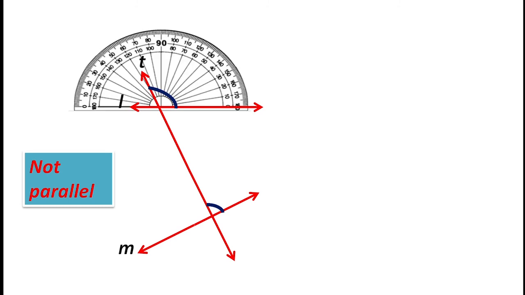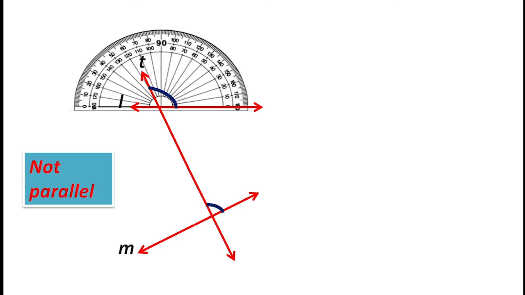Next, here I have drawn 2 lines L and M. They are not parallel, and one pair of corresponding angles I have marked. We are going to check whether the angle measures are equal or not. We know that with the protractor only we can measure the angle. So here L and M are not parallel.